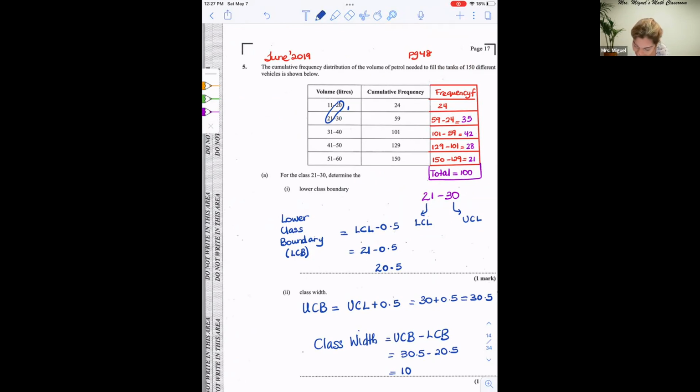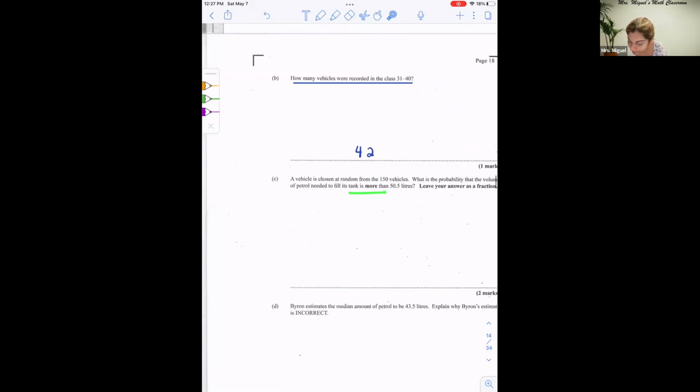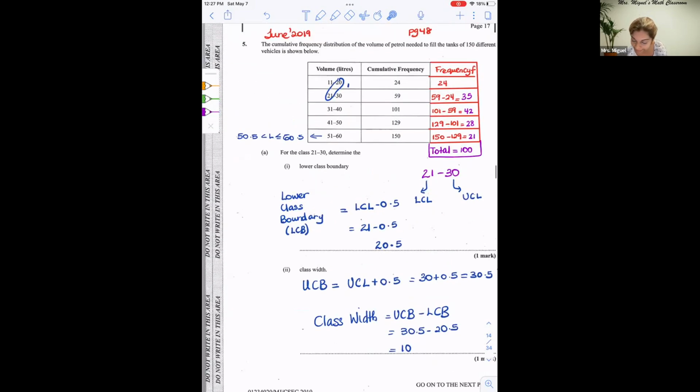So this interval here is from 50.5 to 60.5. This interval uses more than 50.5. This interval uses up to 50.5. But the question didn't ask that. They say more than. So how many cars use petrol more than 50.5?